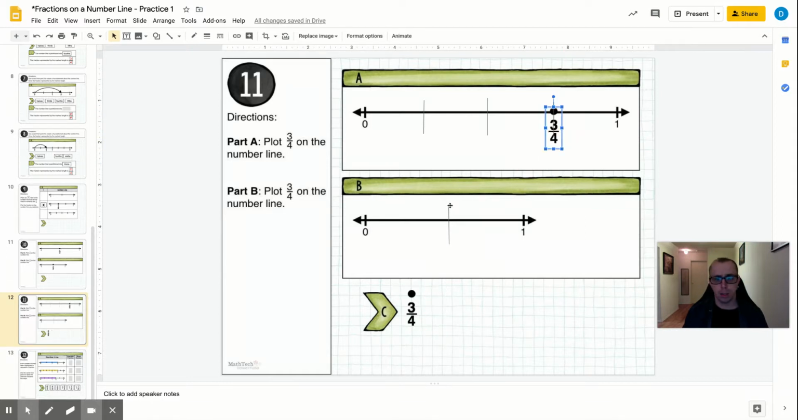And then again, if this is 1/2 or 2/4, and then I can divide that space in half between 0 and 2/4, that will give me 1/4. And then again, if I do that same thing here, between 2/4 and 1, that is my 3/4. Okay, so that can help you to plot 3/4.